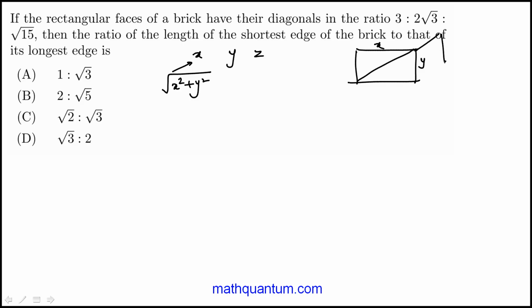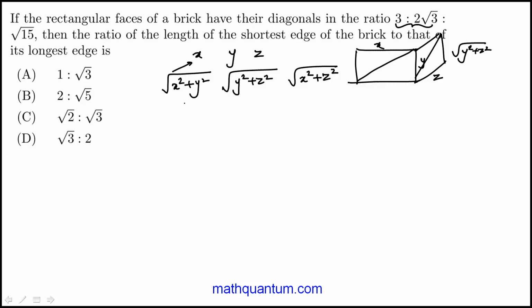Now if you're looking at the other face, if this is the depth of z here, would be square root of y squared plus z squared. So the diagonals, you can just rotate these letters. X squared plus z squared. And at this point, it's arbitrary which one is the longest.